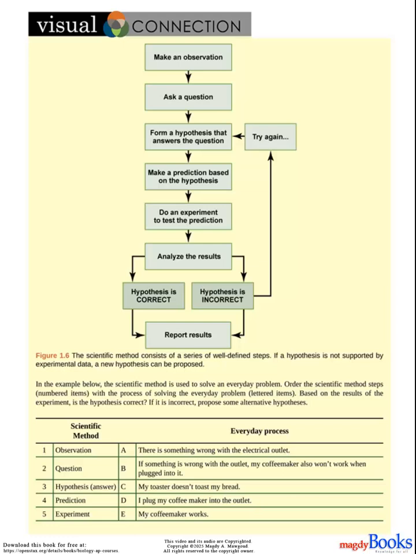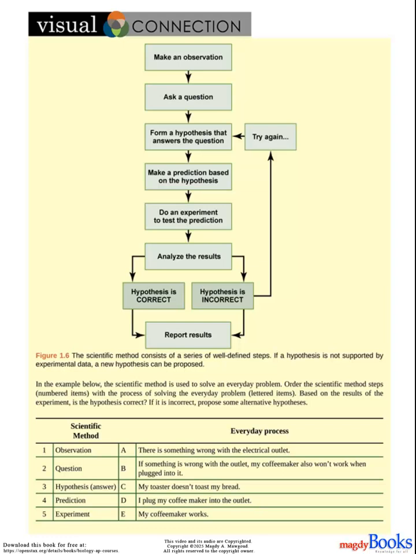If a hypothesis is not supported by experimental data, a new hypothesis can be proposed. In the example below, the scientific method is used to solve an everyday problem. Order the scientific method steps, numbered items, with the process of solving the everyday problem, lettered items. Based on the results of the experiment, is the hypothesis correct? If it is incorrect, propose some alternative hypotheses.